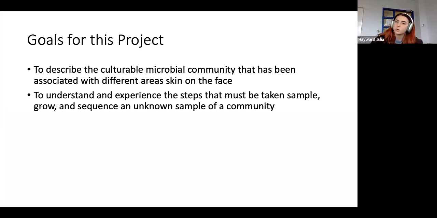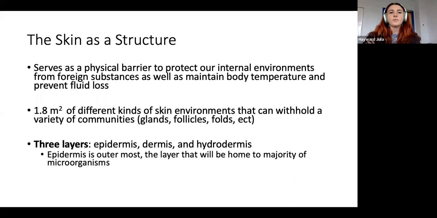So our main goal of this project was to describe the microbial community that is culturable and has been previously associated with different things. I know everything was different for everyone, but for me, it was the microbial community associated with facial skin. Another important goal of this project was to experience and understand the steps that must be taken to start with a sample, or an idea of what you would like to sample, and grow it in a lab setting, enrich the conditions for it, and ultimately sequence it and come to an assumed conclusion for yourself in your own project. So I think that was a really important goal here.